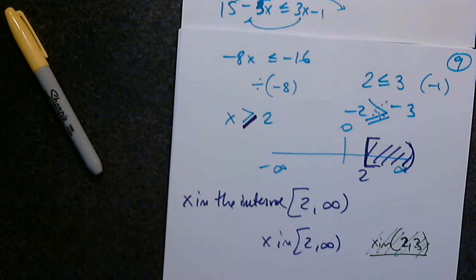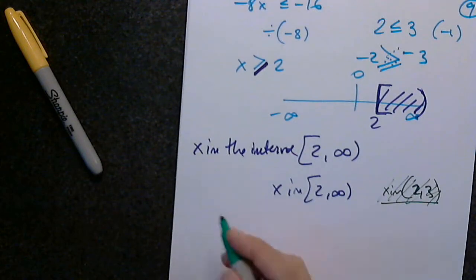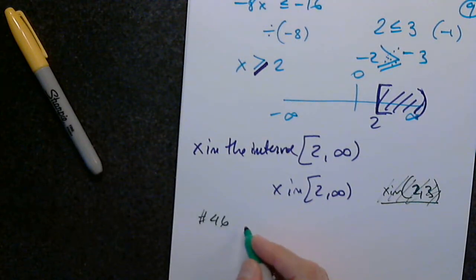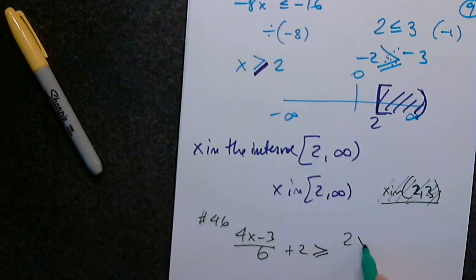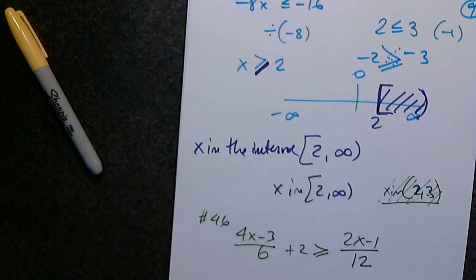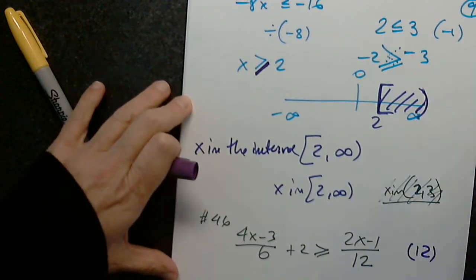Let's look at one more, like 46. Same page. And we have the quantity 4x minus 3 divided by 6, plus 2, greater than or equal to 2x minus 1 divided by 12. The reason why I would like to look at this is because some of us are still afraid of fractions, and I don't want you to be afraid of fractions. Please don't. What would you do here to eliminate them in a blink? Multiply both sides by 12? That's it. So please don't be afraid of fractions.